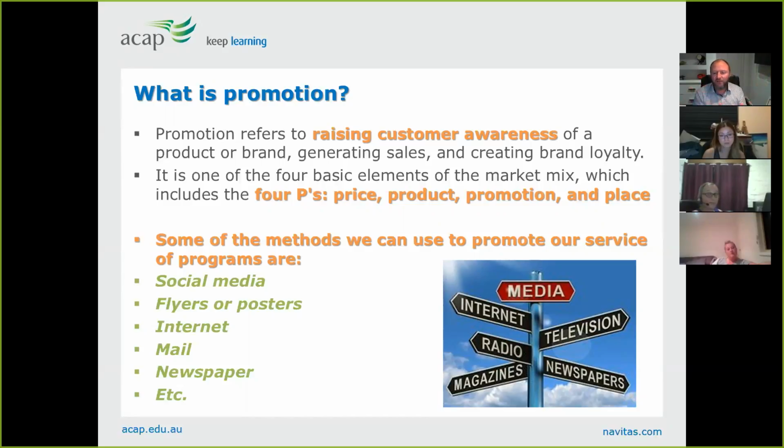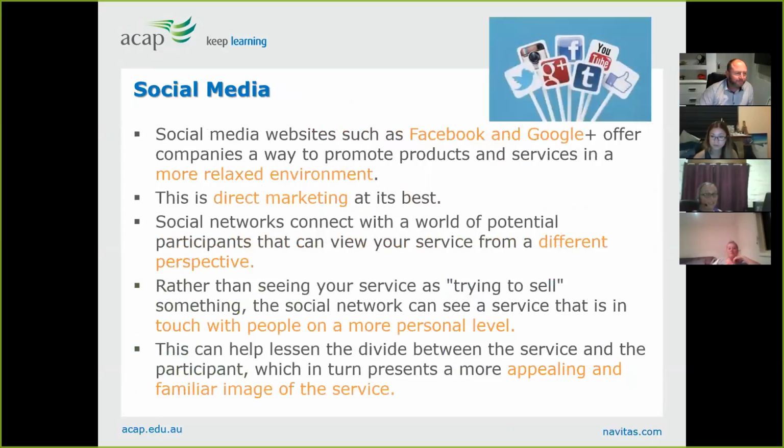So social media, flyers, posters, internet, mail, which even sounds archaic. Who sends things out in the mail anymore? The only things I would send out in the mail, and I'm probably even losing that, would be Christmas cards, and now I'm even using electronic Christmas cards, animated, with my face on a dancing elf. There's all sorts of things where you wouldn't even use a normal card anymore. Newspaper is becoming archaic. Anything else you can think of, that's going to be promotion.